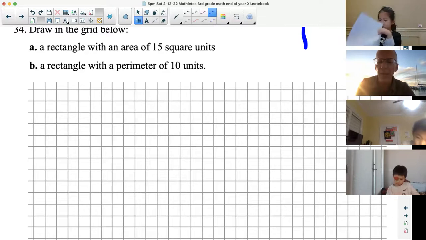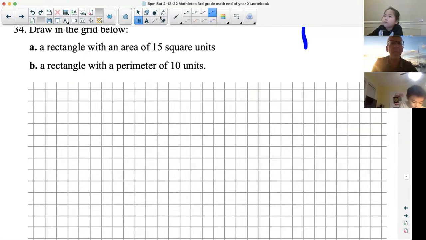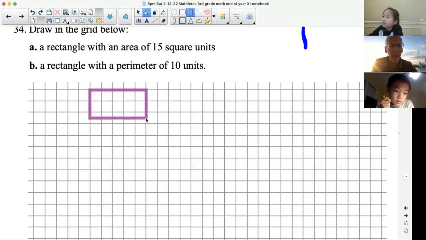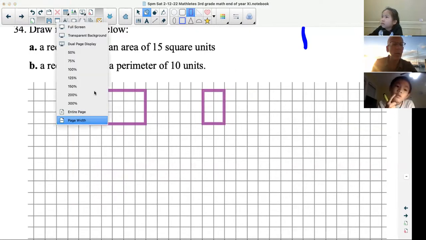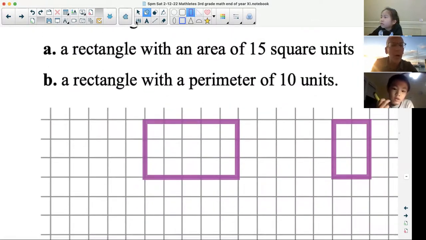Oh, interesting. So guys, I want to show you what Jason B did. He drew a rectangle with a length of 5 and a width of 3. He also drew one that was 3 by 2. Now I want to look at that a little closer. Let's look at the rectangle that he made that was a 5 by 3.